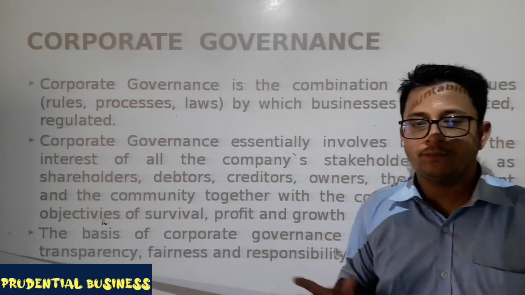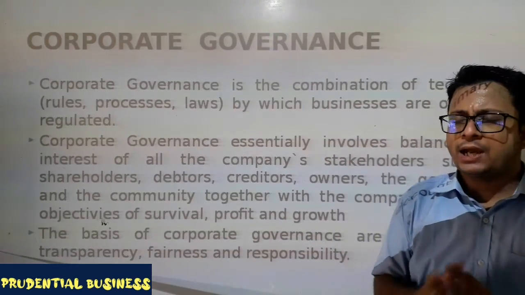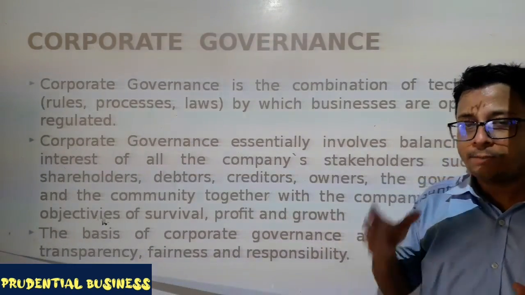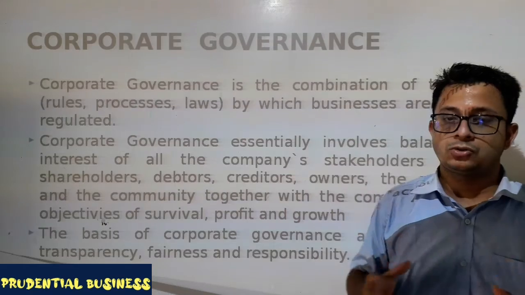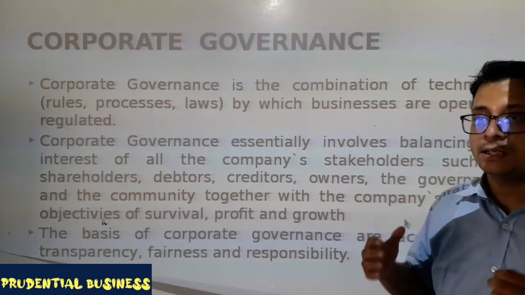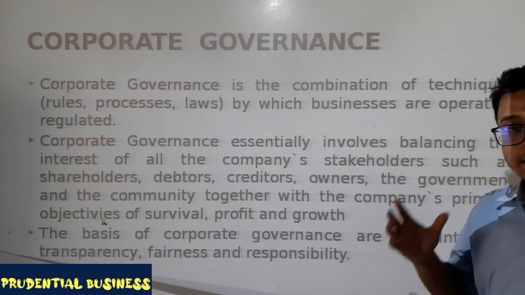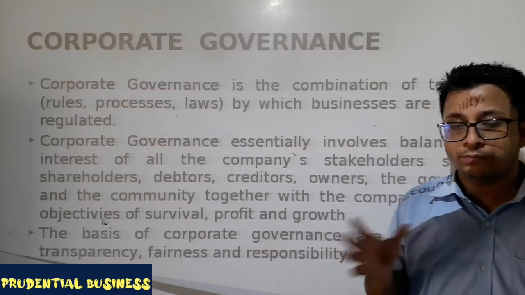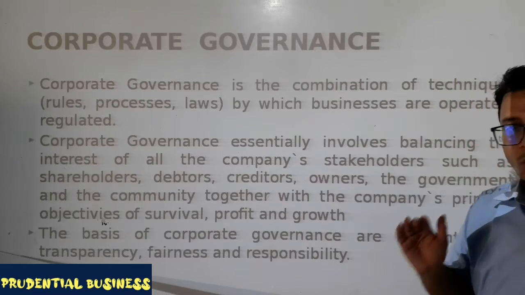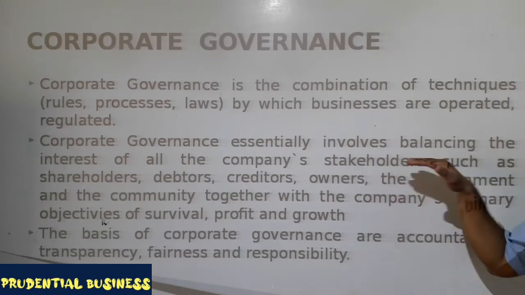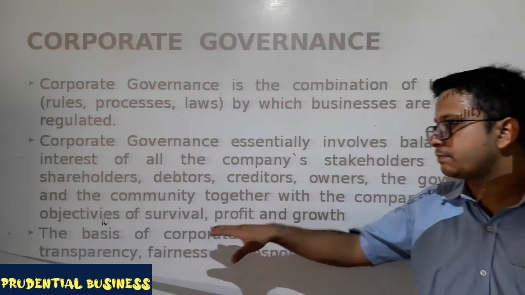So what have we learned from corporate governance? Corporate governance refers to a set of rules, regulations and techniques that help a corporate organization to govern itself and maintain its standing in the market. That standing is maintained only if it balances the interest of the stakeholders, like debtors, creditors, owners, etc., together with its primary objectives.